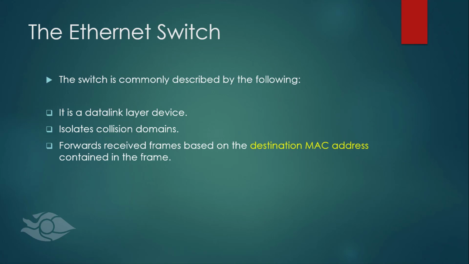The Ethernet switch is commonly described by the following. Originally, it is designed as a data link layer device. It isolates collision domains, and it forwards received frames based on the destination MAC address contained in the frame.